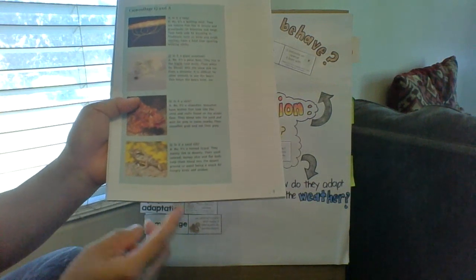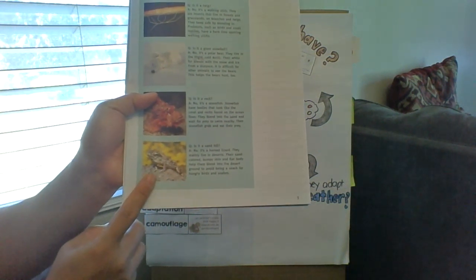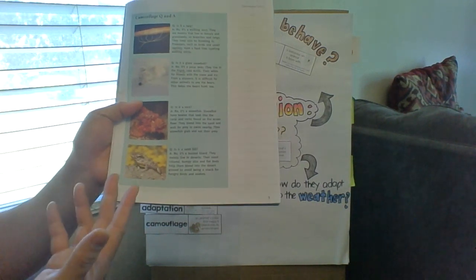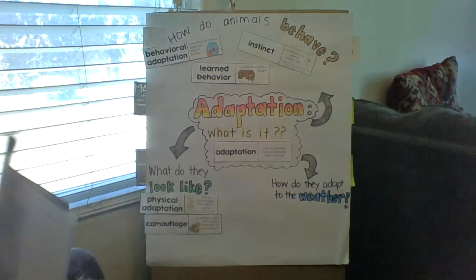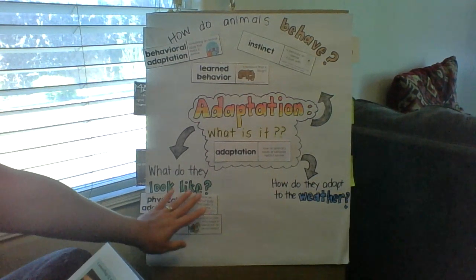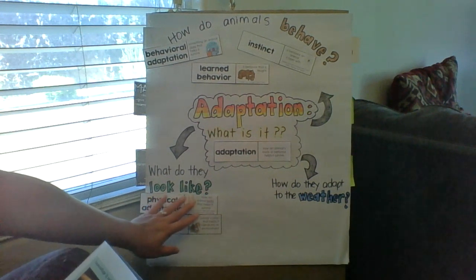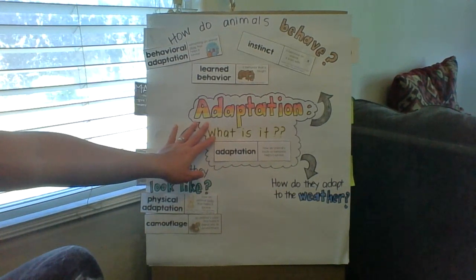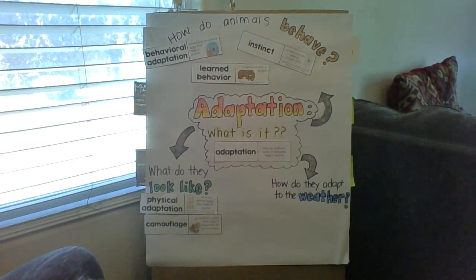This is not a sandhill, it's a horned lizard, but its color helps it blend with the sand of the desert. So camouflage is one of those ways where they change the way they look in order to adapt to their environment. And here's one of my favorite words.